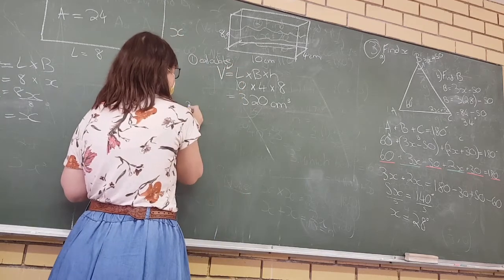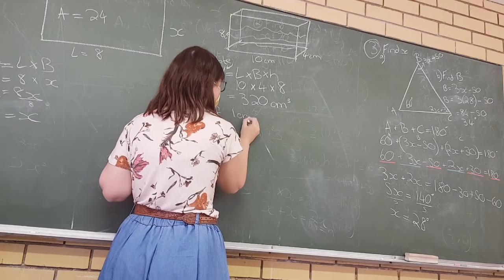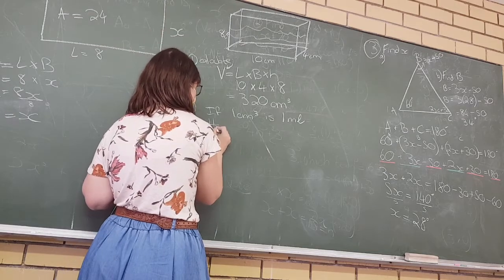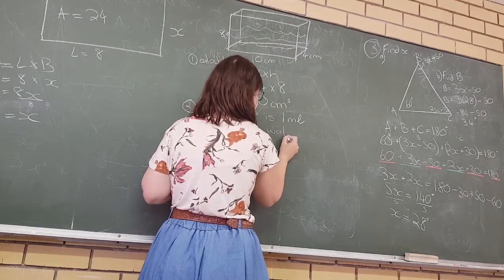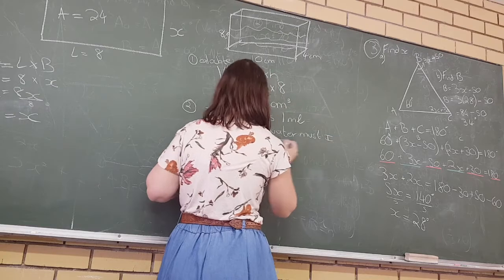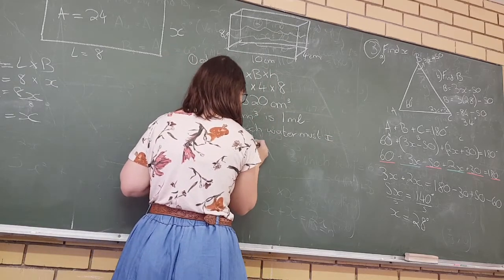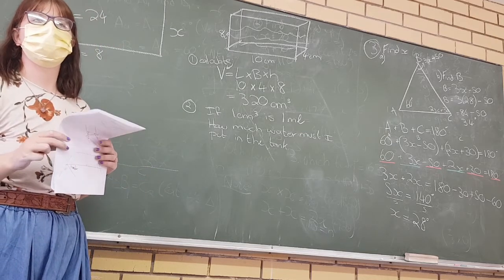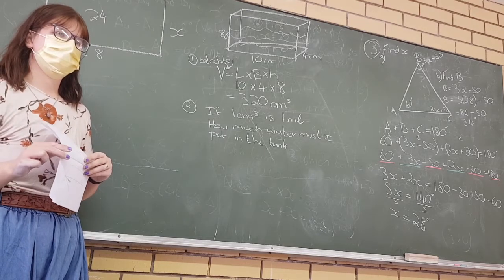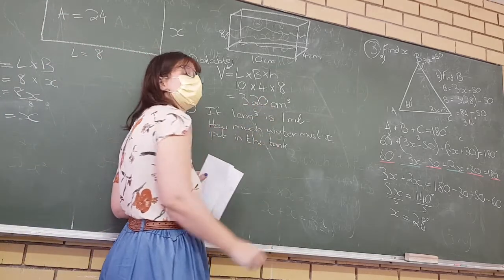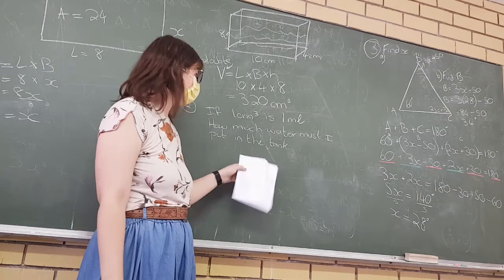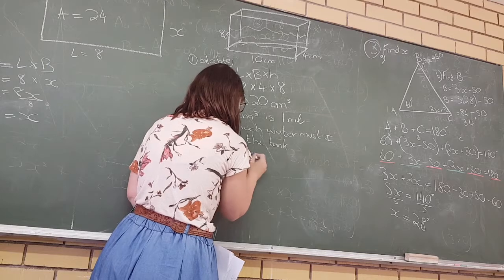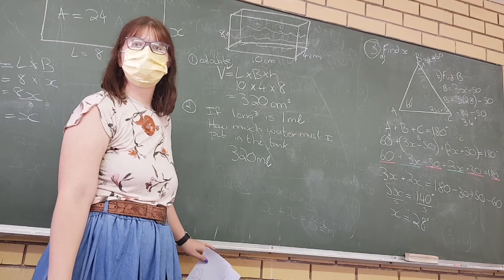Question 2. If 1 centimeter cubed is 1 milliliter, how much water must I put in the tank? Can anyone answer this question for me? How many centimeters cubed have I got here? 320. And if 1 centimeter cubed is the same thing as 1 milliliter, how many milliliters of water do I need? 320 milliliters. Okay, you see that?